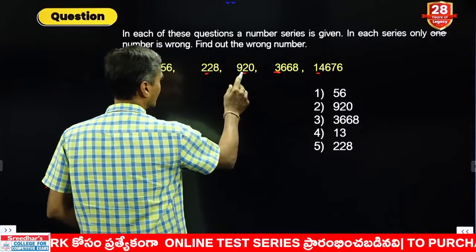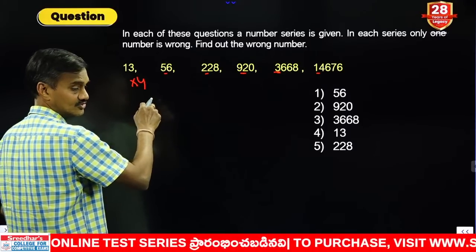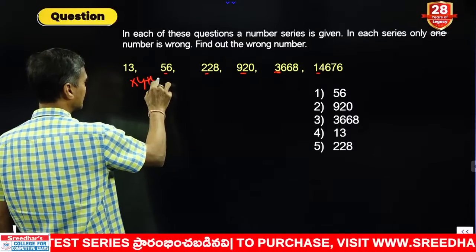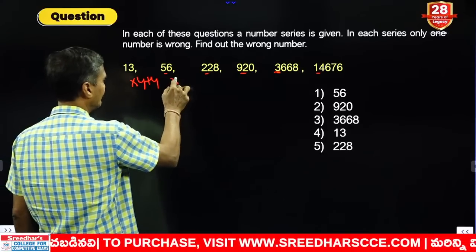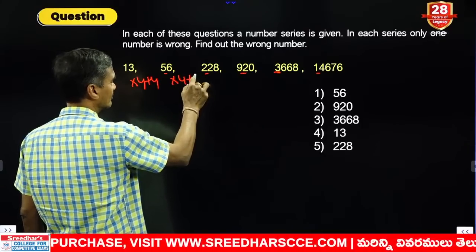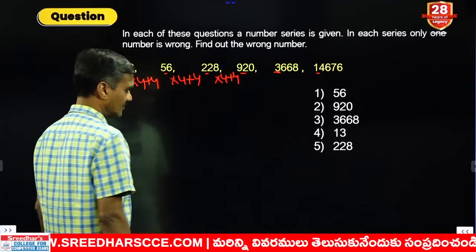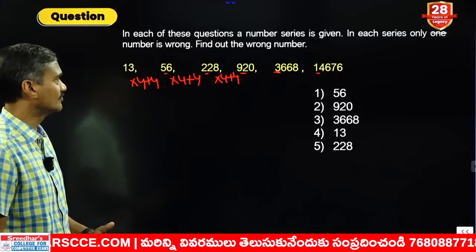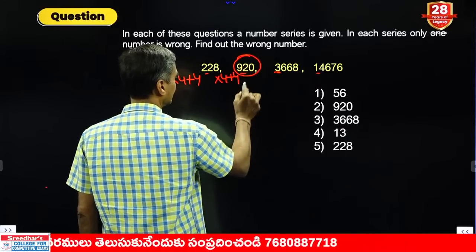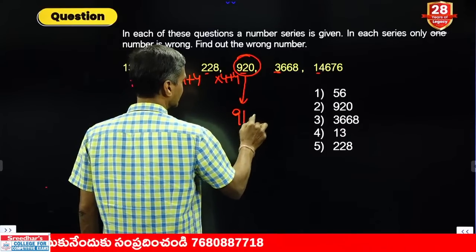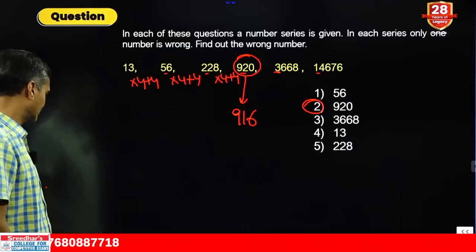924 and 200, 400 and 50. Hence 13 into 4 is how much? 52. 13 into 4 is 52 plus 4 is 56. Into 4 plus 4. In the same way, 56 into 4, how much? 224 plus 4 is 228. 228 into 4 plus 4. 228 into 4, tell me. 228 into 4 is 912 plus 4 is 916. Hence 916 is the correct number and the wrong number is 920. What is your answer here? Choice 2, question number 17.